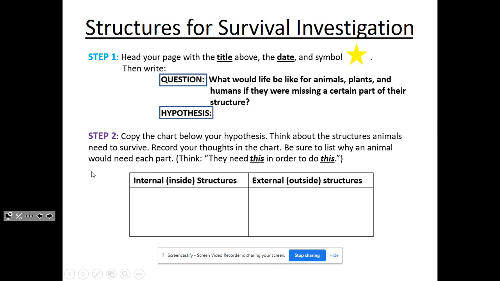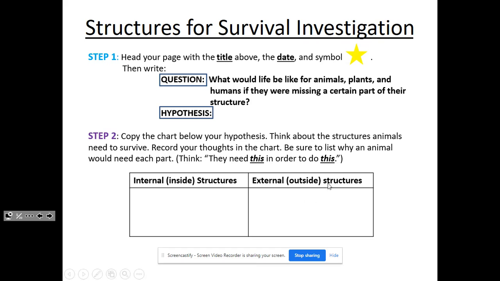Step 2, copy this simple chart below the hypothesis. Think about the structures animals need to survive and record your thoughts in the chart. Be sure to list why an animal would need each part. Think, they need this in order to do this. Internal structures. What things inside of a body help it to survive? Think about that.